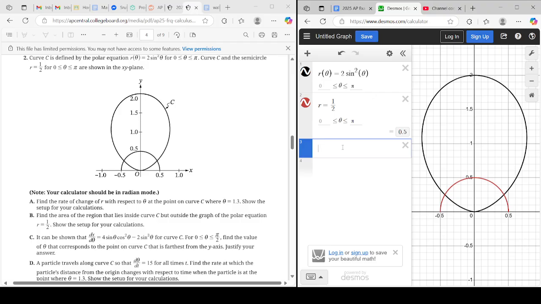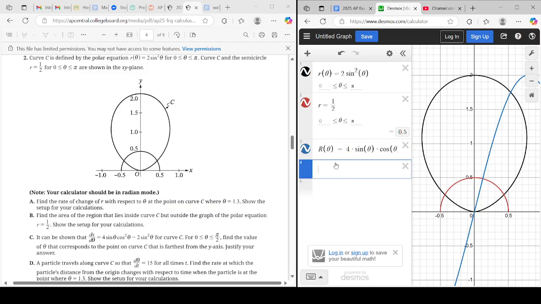So we're just going to do dr over d theta. To take the derivative of this, r prime equals 4 times sine of theta times the derivative of what's inside, which is cosine of theta. And then at theta equals 1.3, we're going to evaluate r prime of 1.3, and there's our answer.